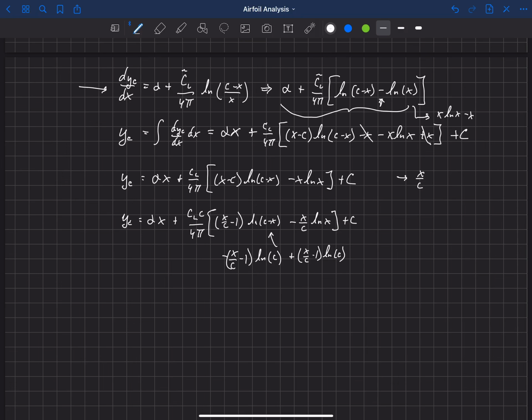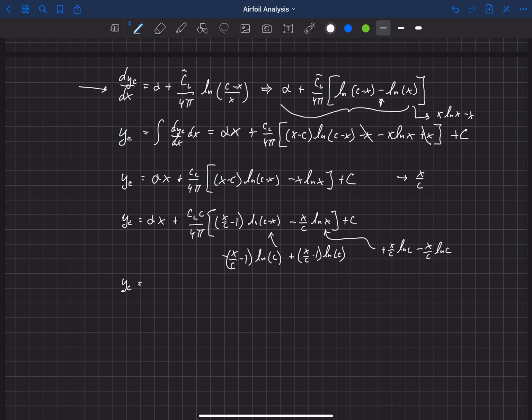And then I'm going to do something similar here with the second term. We've got a minus x over c there, so I'm going to have to do a plus x over c times the natural log of c and minus x over c natural log of c in order to be able to get that into an x over c term. Okay, so let's see what we get once we plug all that in.